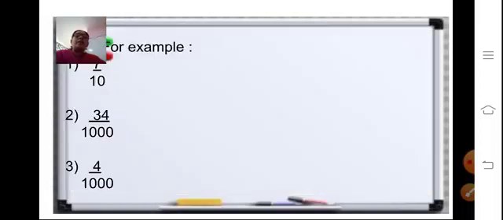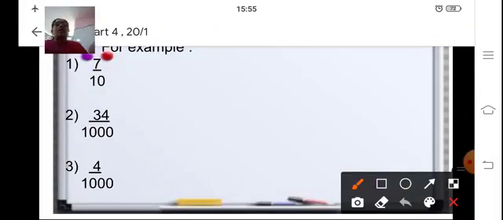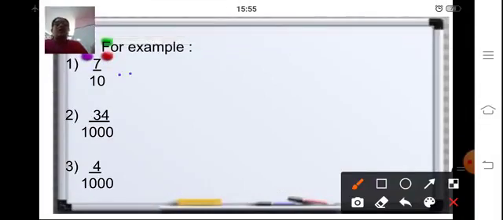Let us start with an example. The first one is 7 upon 10. To convert this into a decimal number, you have only one 0 in the denominator. So you write the number 7 as it is. One 0 means 1 decimal place, so put the point and then add 0.